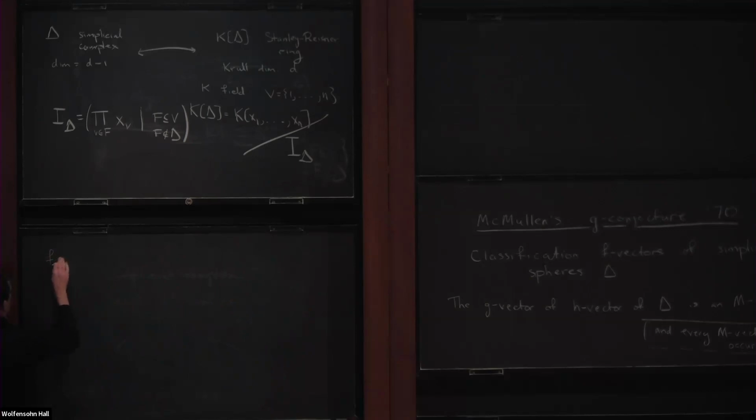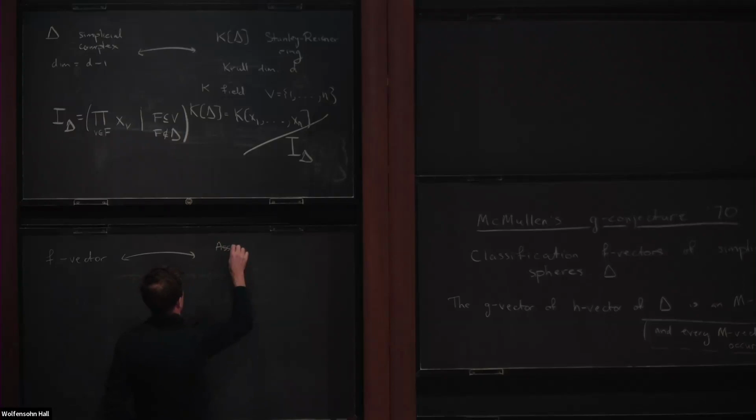Let's just go down the list of things. So we also talked about this F vector. The dictionary says the F vector has to correspond to something in commutative algebra. So what's that? Here I want to assume that my ring is something called Cohen-Macaulay for what I'm about to say to be true.